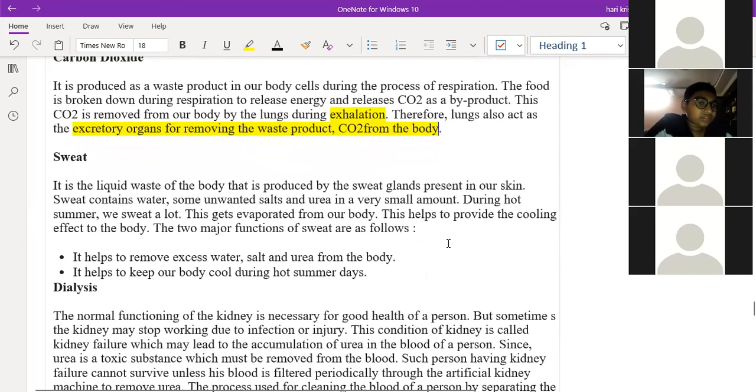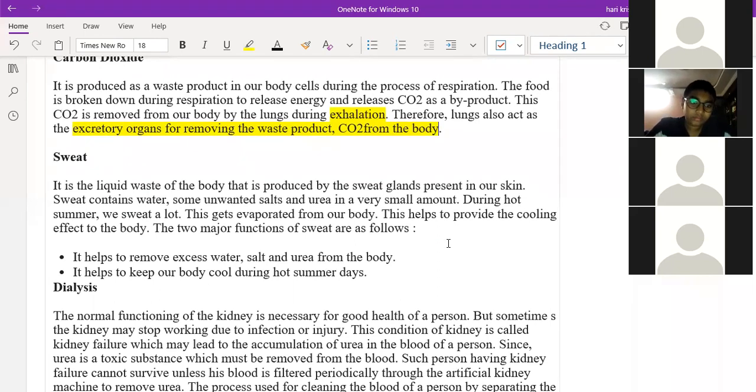The next one is the sweat. How can we remove the sweat? Sir, it is a liquid waste. It's a liquid waste that is produced by the sweat glands which are present in our skin. Generally, sweating happens a lot in the summer season compared to the winter season.